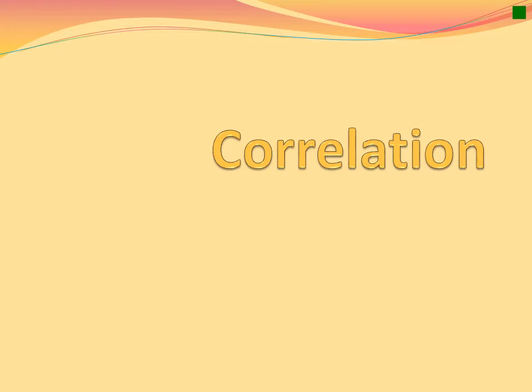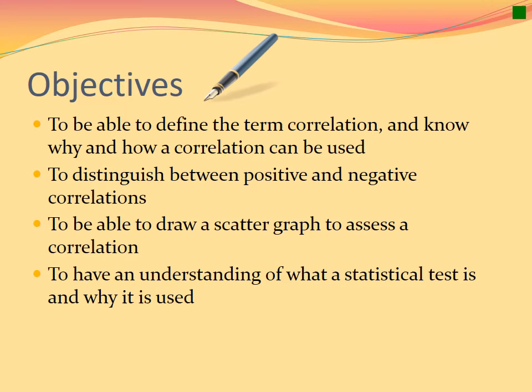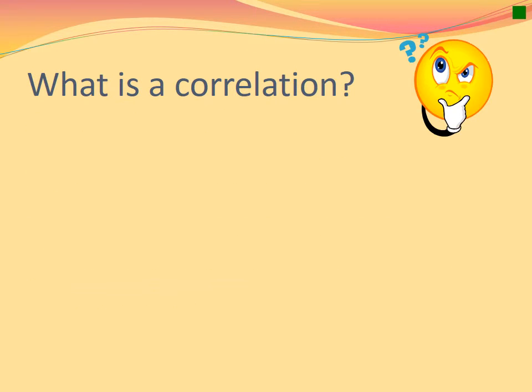This video looks at the correlational method, which is part of the biological psych. You need to be able to define the term correlation and know why and how correlations are used. You also need to be able to distinguish between positive and negative correlations or identify where there is no correlation. You will also need to be able to draw a scatter graph in order to assess a correlation and have an understanding of what statistical test is used to test significance on correlations and why it's used.